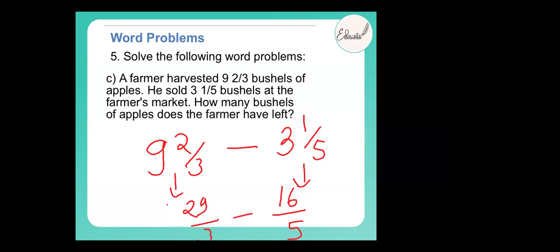29 over 3 subtracted with 16 over 5. Okay, we have something different in the denominator. We have to convert these denominators into like denominators. To convert, we have to see 3 and 5. Do we have 3 in the 5 table and 5 in the 3 table? No, we do not have.